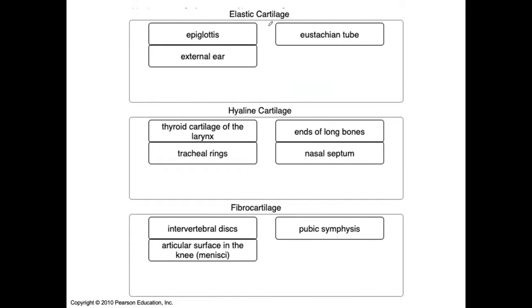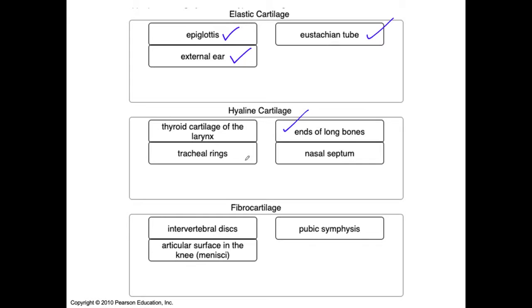Okay, let's see, elastic cartilage. The epiglottis in the back of the throat, that's very flexible. That's the part that when you are eating food, the epiglottis folds down and closes off your windpipe so that food doesn't go down the wrong pipe. The helix of the ear, and the eustachian tube. Those are all elastic.